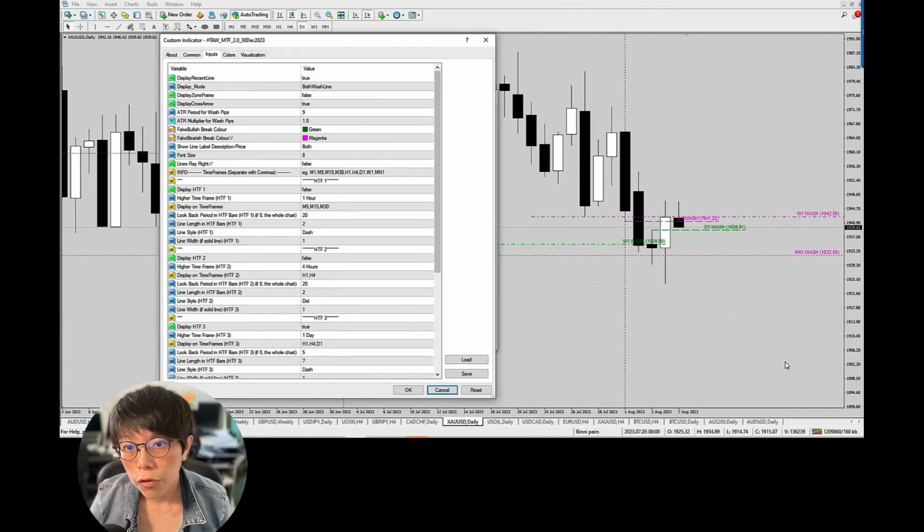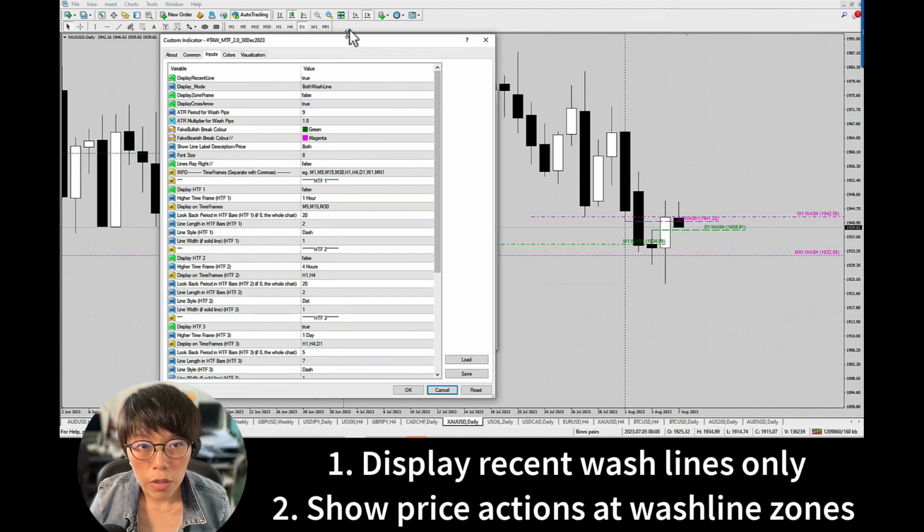In the release of TAW MTF during August 2023, I've included two new features in the indicator. One is to display recent wash line without indicating the lookback period. That means the indicator will show you the recent wash lines. And the scan function is to show a bell or notification symbol whenever there is a cross and a close above or below the two wash lines. Let's take a look at this tutorial here.